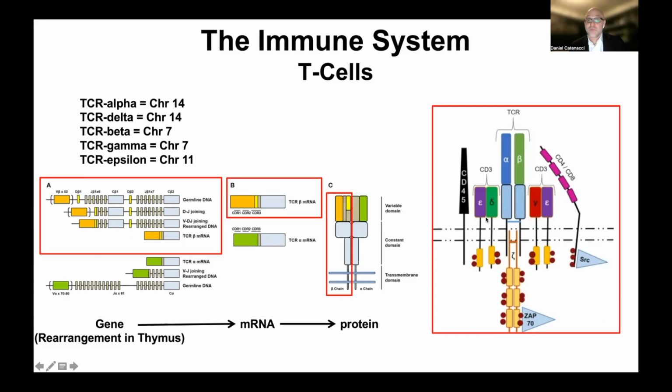And so this is really important, because the variable region, which is usually this outer portion, as opposed to the inner portions, which are pretty constant, is that this will bind uniquely to a specific antigen in a specific epitope of a peptide or another antigen, because it is unique to that T cell receptor.